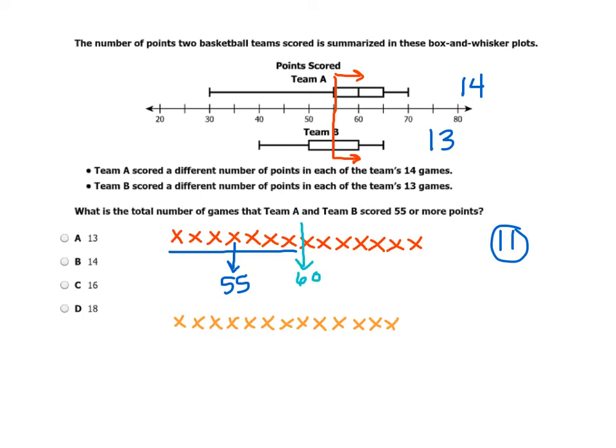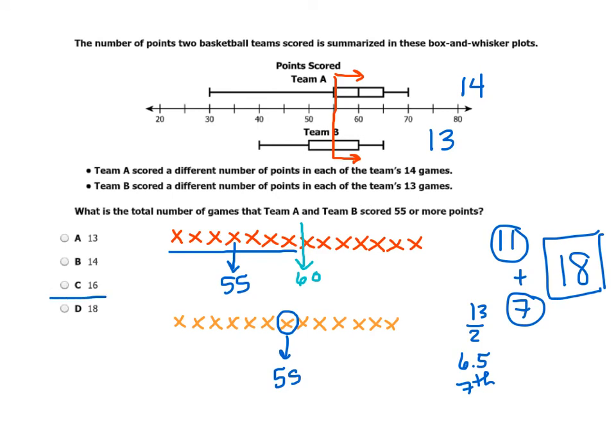So, where's the median this time? Well, this time there's only 13 instead of 14. That's odd. That means you're going to have a middle value. So 13 divided by 2 is 6.5. The 7th value is my middle value. So 1, 2, 3, 4, 5, 6, 7. That one right there. And that's the median, 55. And we want 55 and up. So again, count them. 1, 2, 3, 4, 5, 6, 7. So there are 7 from the second team. If you add those together, there are a total of 18 that scored 55 points or more.